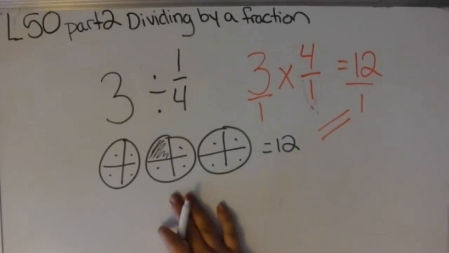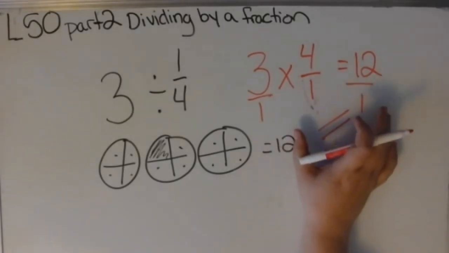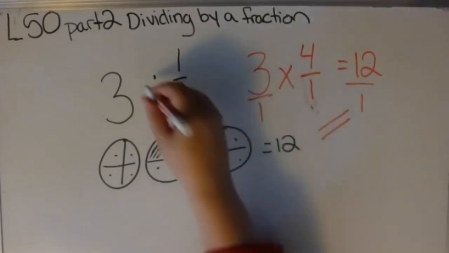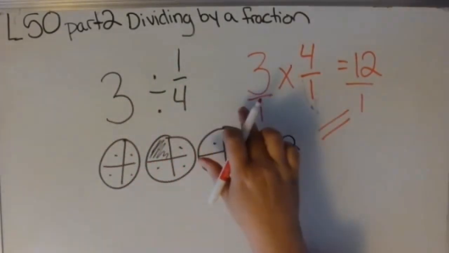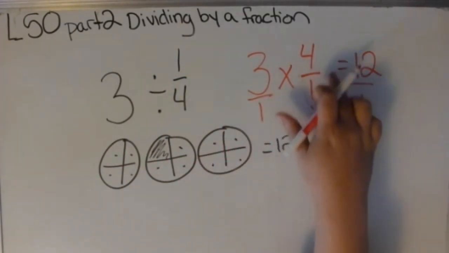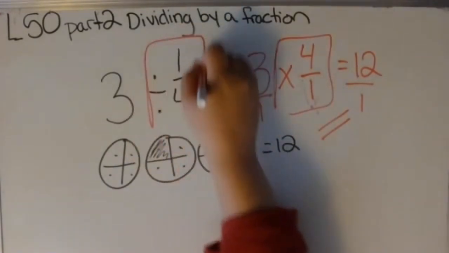Now, the picture method works really well for as long as you're doing smaller numbers. As soon as you start getting into bigger numbers, more complicated numbers, this starts to become much more tedious and much more unviable for actually figuring out an answer in a given amount of time. This is the way that we want you to do. We want you to be able to recognize that 3 divided by 1/4 is the same as 3 times 4 ones, because this is the reciprocal to this piece.